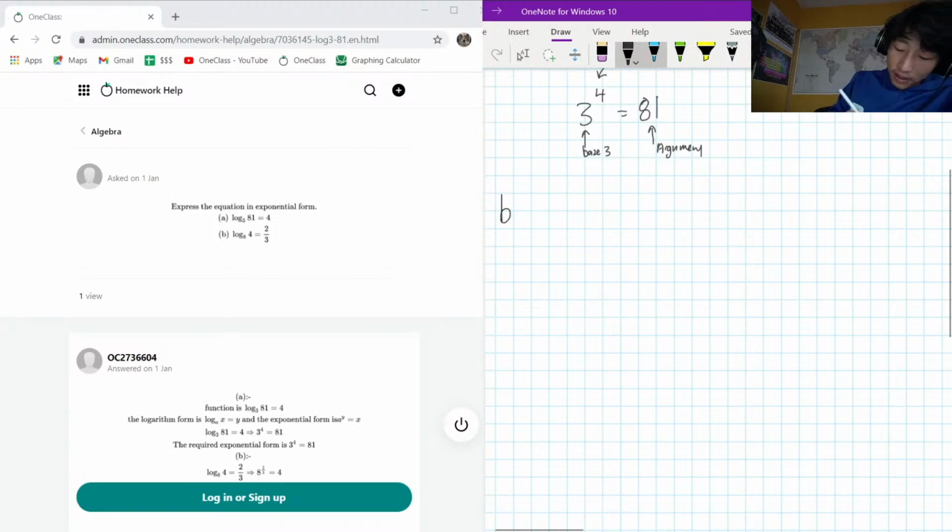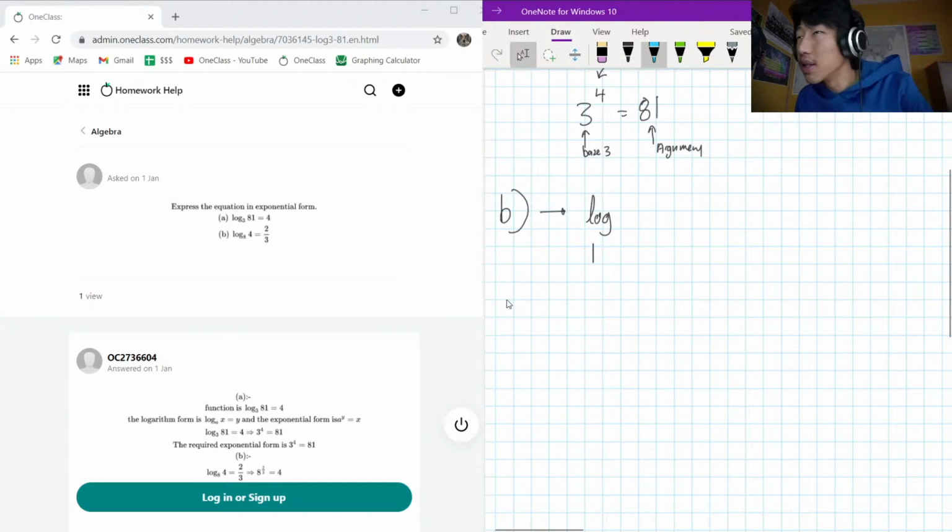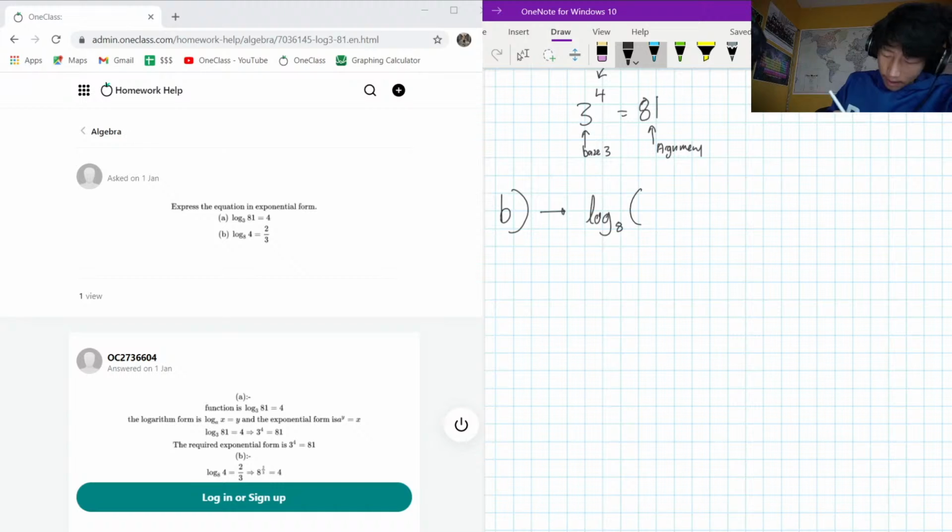Now for part B, we get a little something different. So that means that we have log. What's the base? Log is base 8. What's inside as the argument is 4. And the result of this is 2/3. Okay, this is a very, very interesting one.